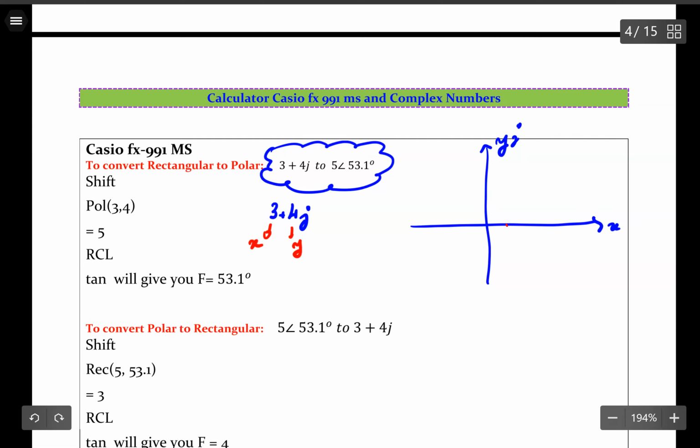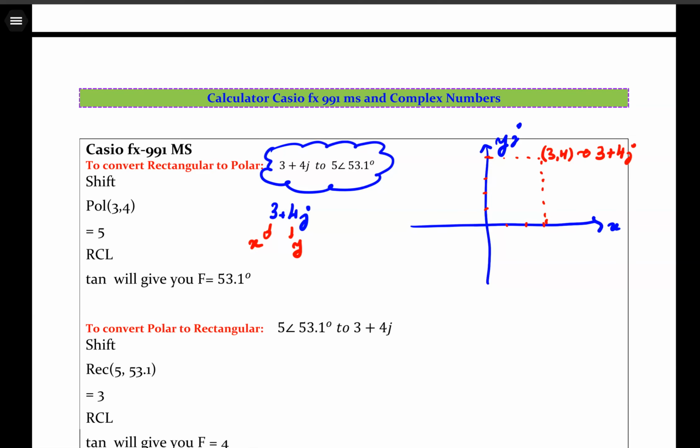So if I have 1, 2, 3, 1, 2, 3, 4, it's around here somewhere. Yes, so it's x, y. So in this case, I should write this one as 3, 4, right? So x equals 3, y equals 4, and the rectangular form would be 3 plus 4j. For the polar form, you can see that it is represented by 5 and the angle 53.1.